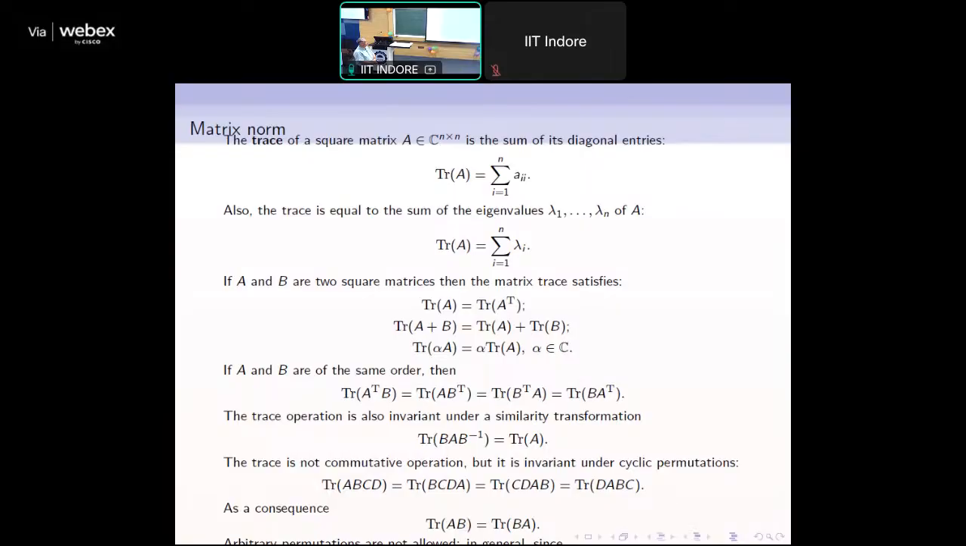An important property is that trace is not commutative but is invariant under cyclic permutations. In this way, we obtain the property that the traces of AB and BA are equal, but it is not according to commutativity. It is according to this cyclic permutations property.